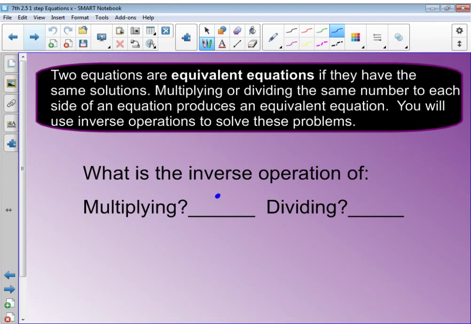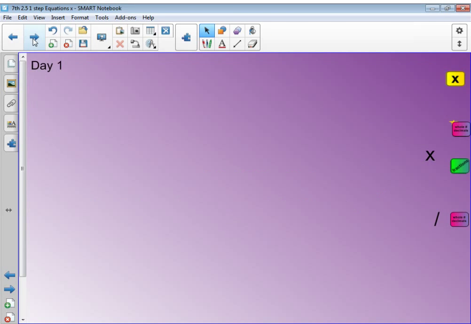So when we come across equations that have multiplication, we'll use division. The opposite of dividing is multiplying. So when we come across equations that involve dividing the variable, we will multiply. Okay, so here are some examples of numbers that we'll be working with. Here's an example of an equation that involves multiplication.